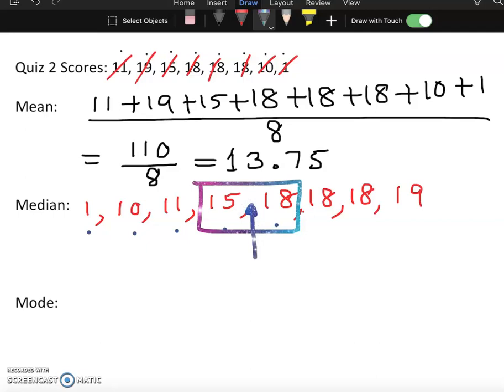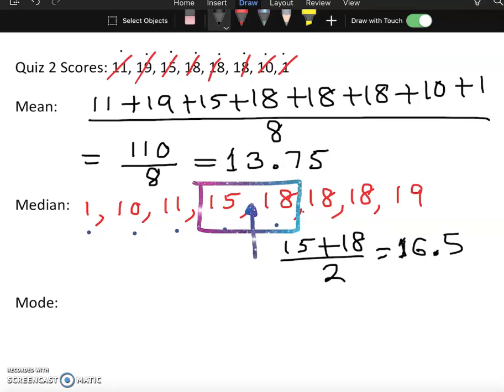So how do you figure that out now? We have to add those now. 15 plus 18 divided by 2. And let's see what we get here. 15 plus 18, which is 33, divided by 2 is 16.5. Okay, so that's the median actually.